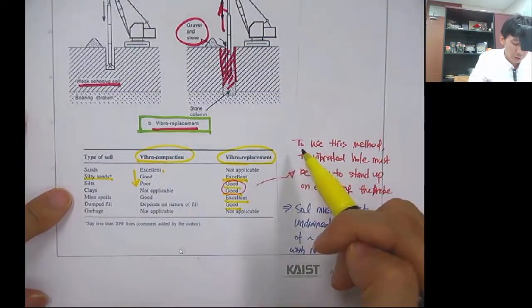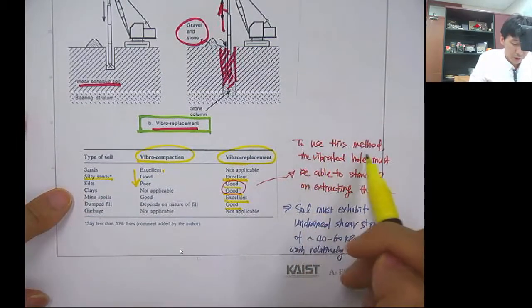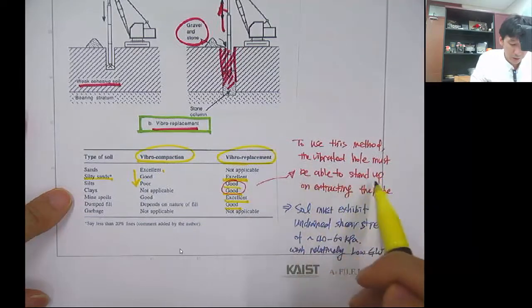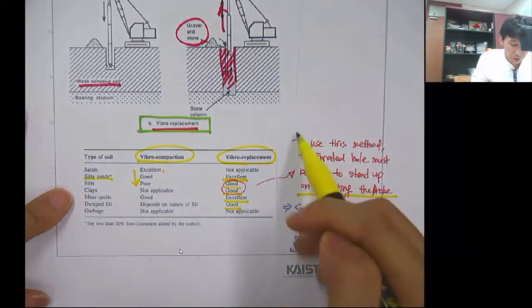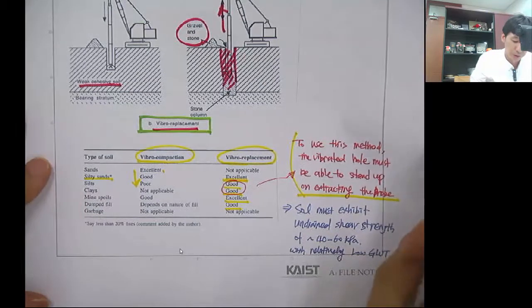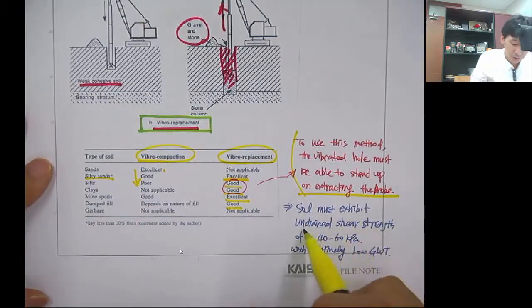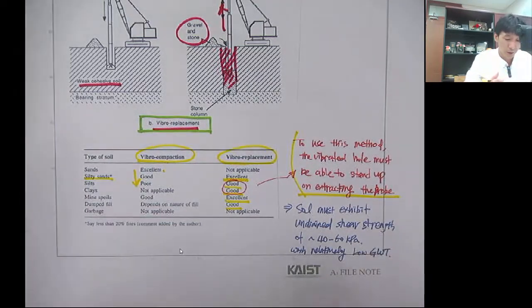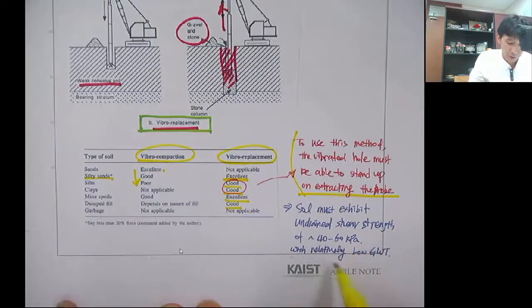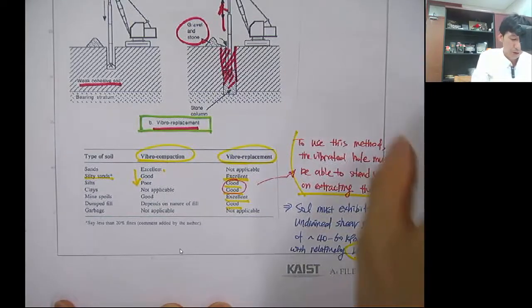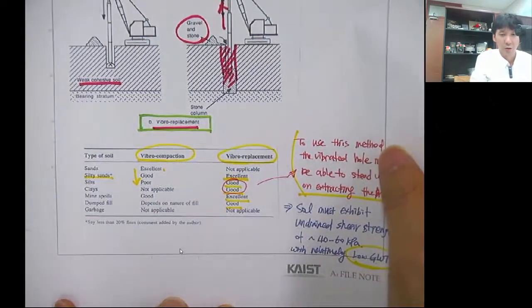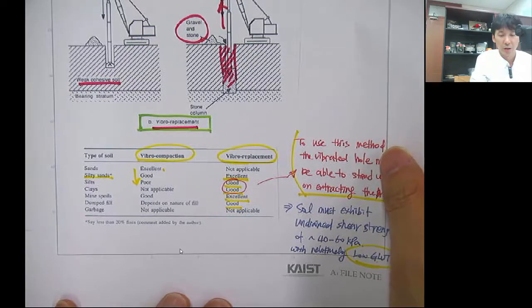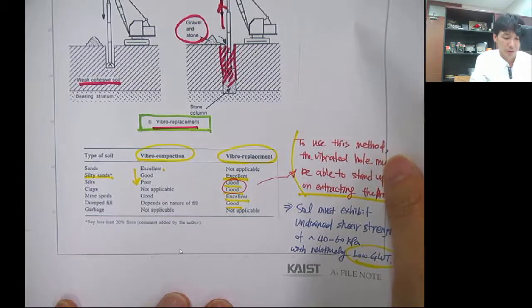But the important thing is that to use this method, the vibrated hole must be able to stand up alone as you withdraw the probe. So the soil must exhibit an undrained shear strength of 40 to 60 kilopascals to stand alone in this bare hole, with a relatively low groundwater table. This is one condition to satisfy for vibro replacement applicability.